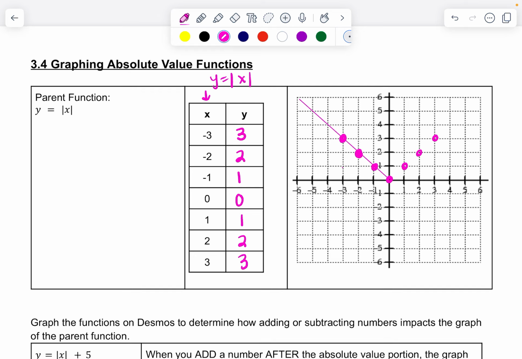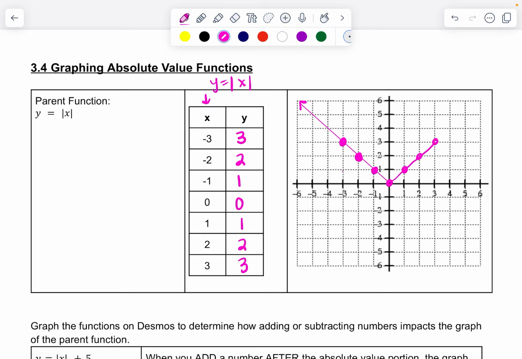It is a function, which means it's going to go on forever here, so we'll make sure to put our arrows. Notice that there is a line of symmetry. If we go through the vertex, whatever's happening on the left side of the vertex is also happening on the right side of the vertex.